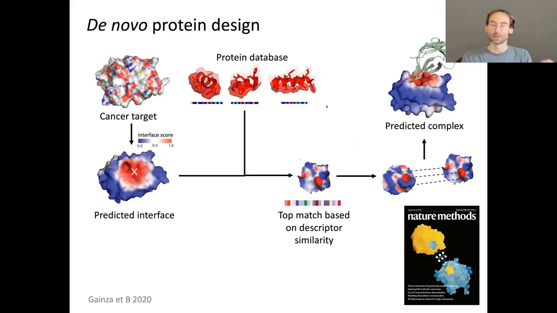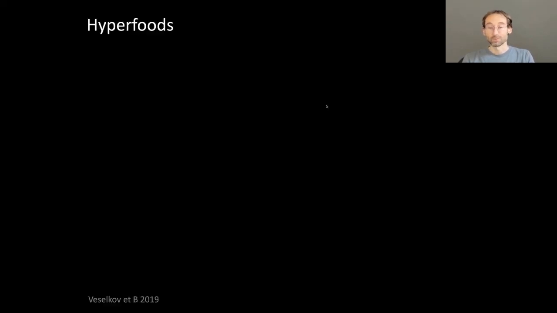So we want to design a protein that will bind to another protein. And this is what we did with geometric deep learning with my collaborators, Pablo Gainza and Bruno Correa in Lausanne. And we had the luck to appear on the cover of Nature Methods in the February issue.